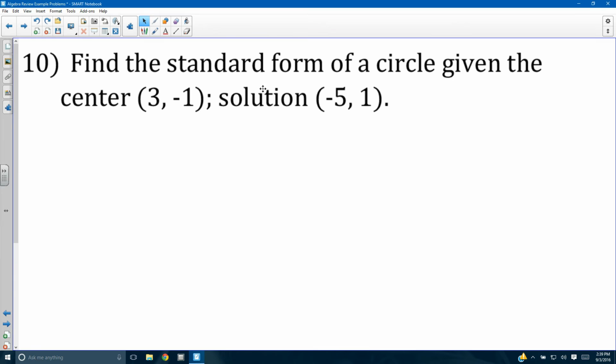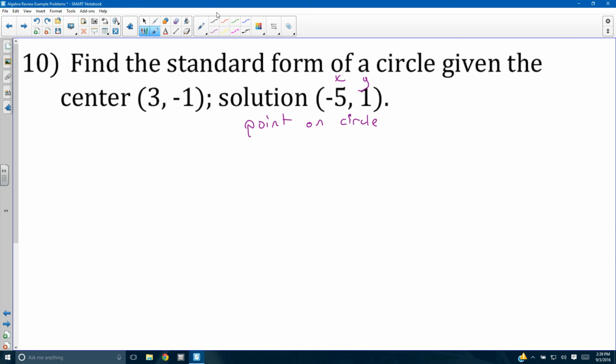I think that's all for graphs. Well, I might graph here. Find the standard form of a circle given the center here and a solution here. A solution means a point on the circle. An XY value, if you will.